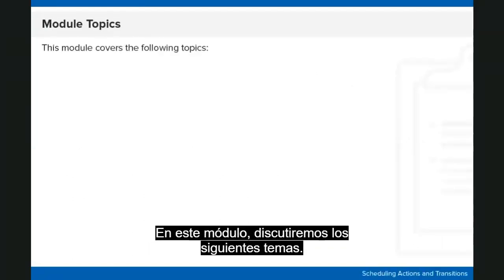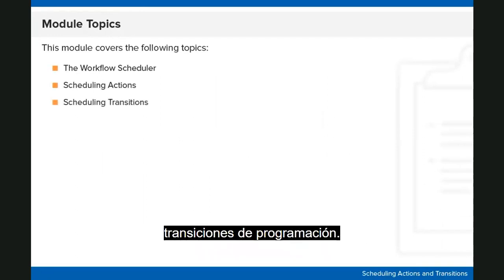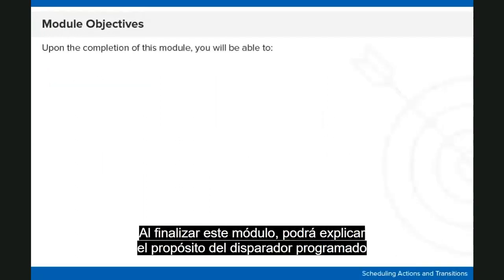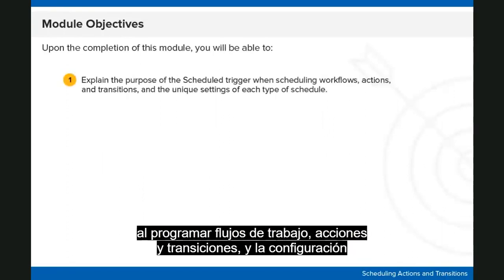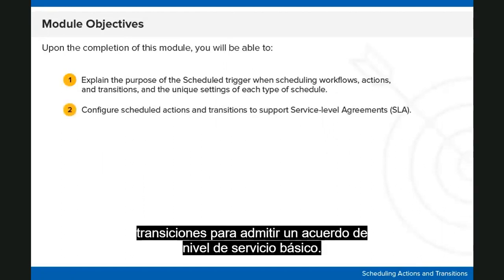In this module, we will discuss the following topics: the Workflow Scheduler, scheduling actions, and scheduling transitions. Upon the completion of this module, you will be able to explain the purpose of the scheduled trigger when scheduling workflows, actions, and transitions, and the unique settings of each type of schedule, and configure scheduled actions and transitions to support a basic service level agreement.